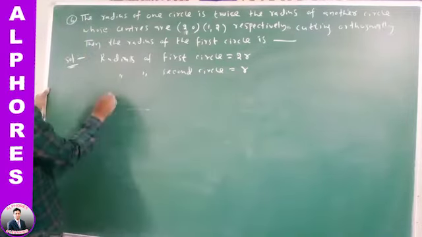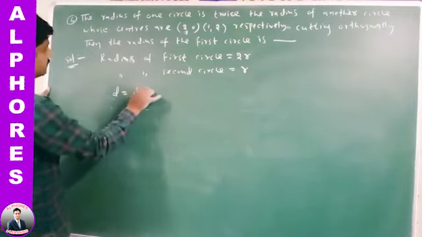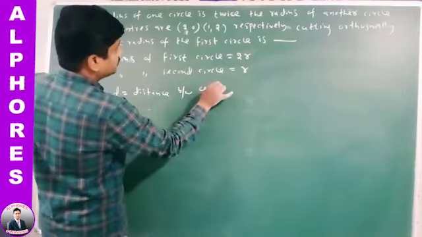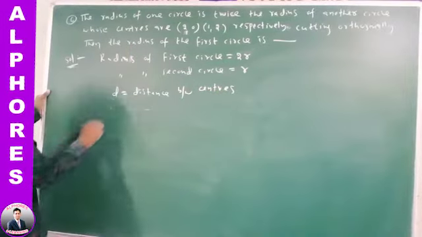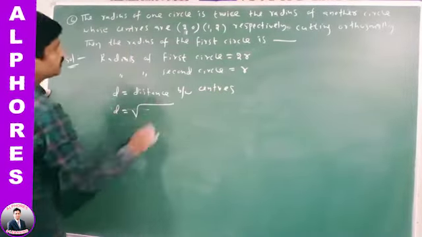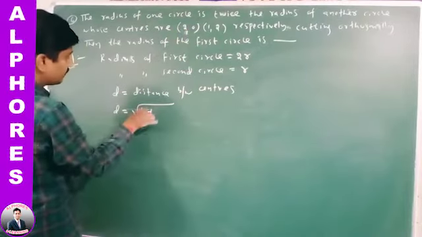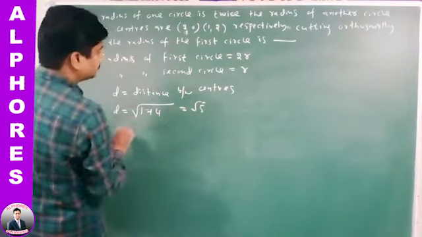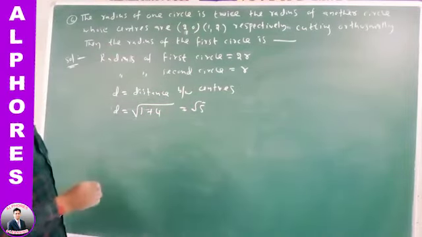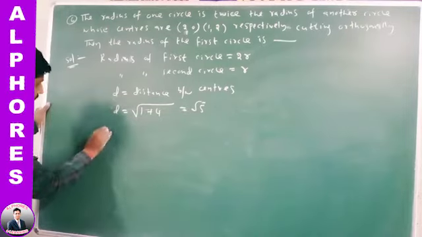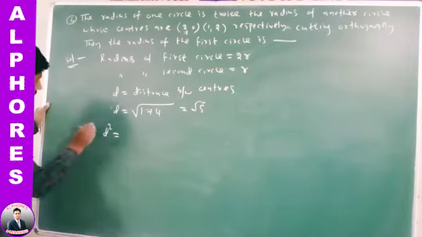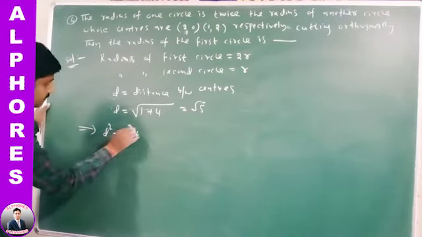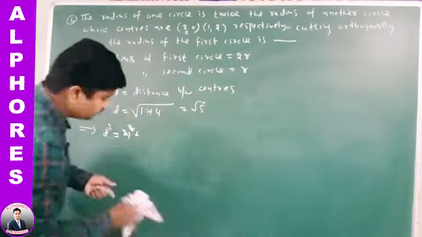Here d is the distance between the centers. Now d equal to under root of here 2 minus 1 whole square 1, 2 minus 0 whole square 4. It is root 5. Here two circles cut each other orthogonally. Then d square equal to condition. Here d square equal to condition r1 square plus r2 square.